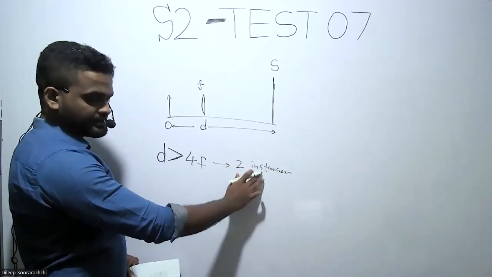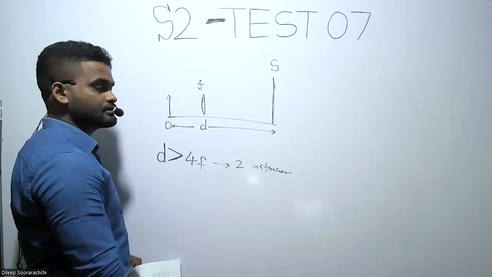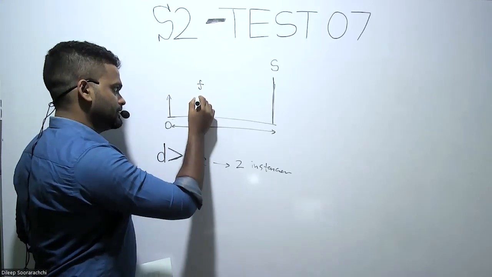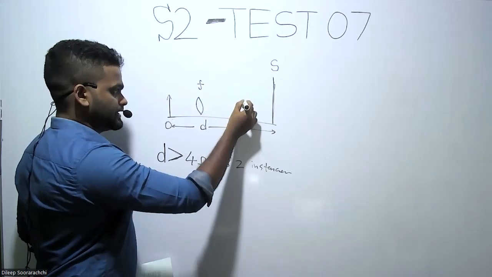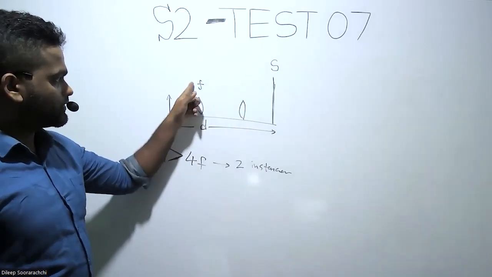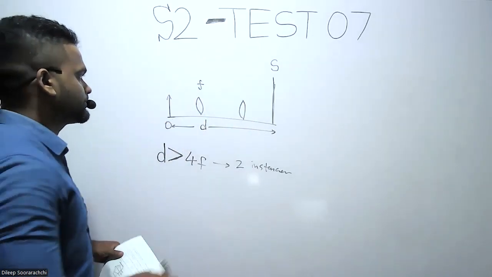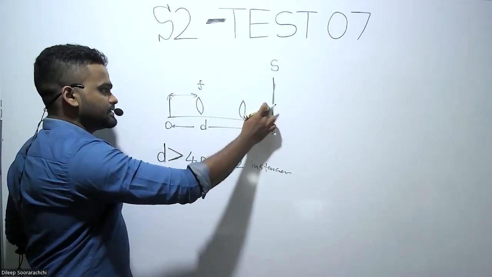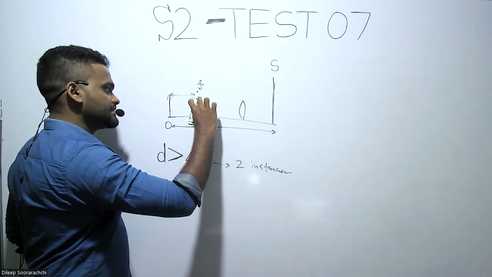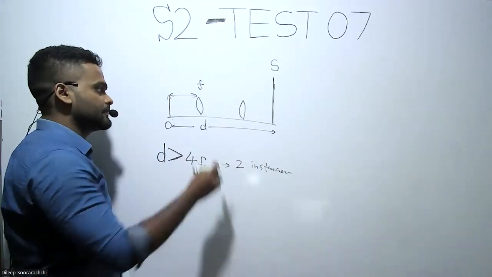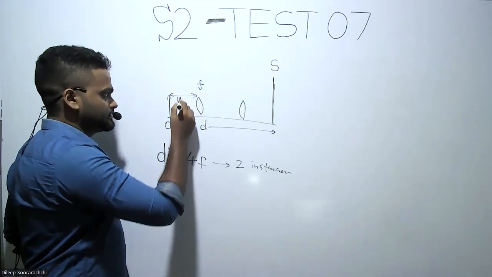If this is the case, it creates an image at 2 instances, 2 positions of the lens. Let's say once the lens is here, another position here. If D is greater than 4 times f, the image on the screen would be made when the lens is here and the lens is here, for 2 positions of the lens.